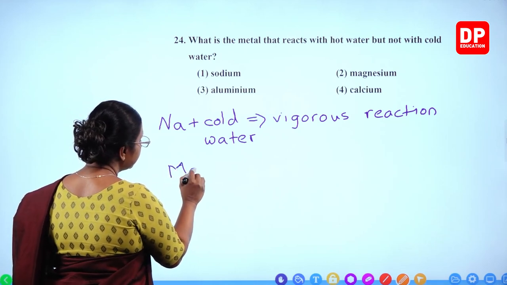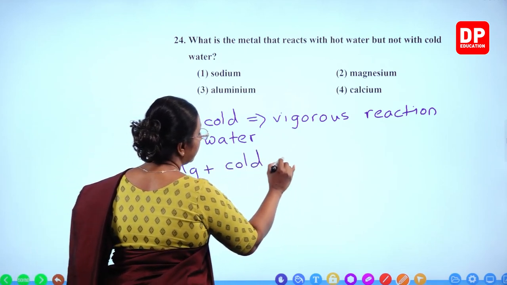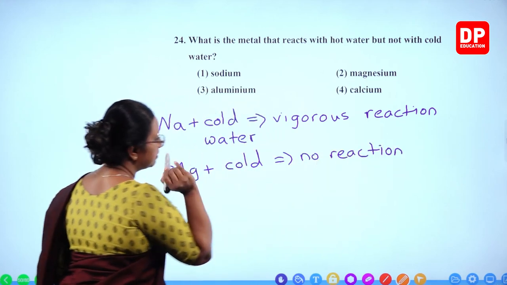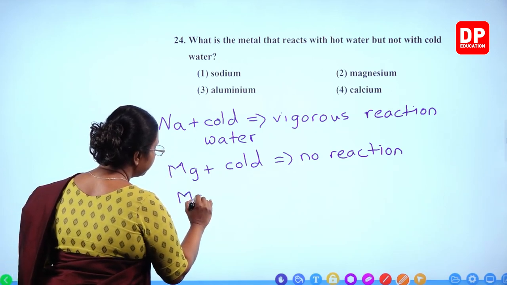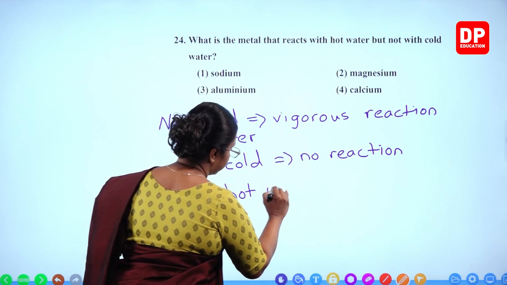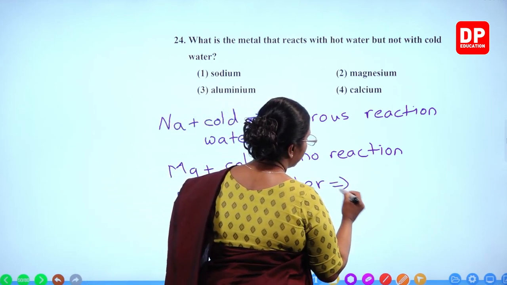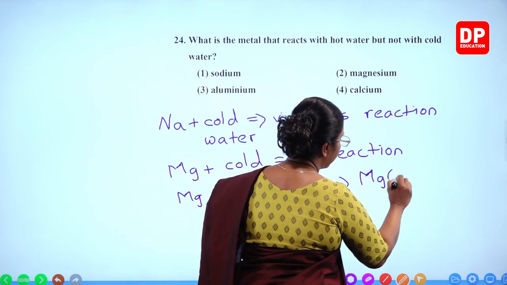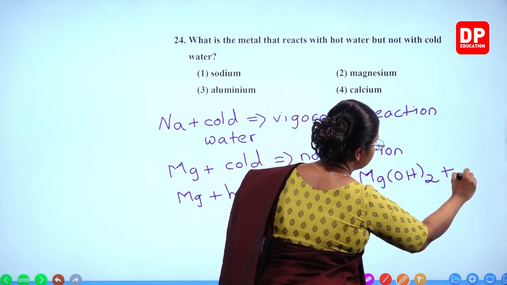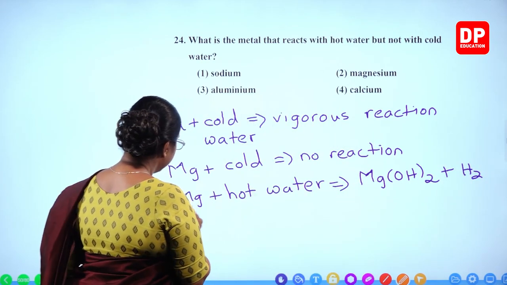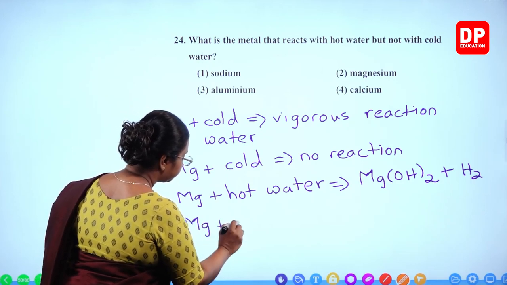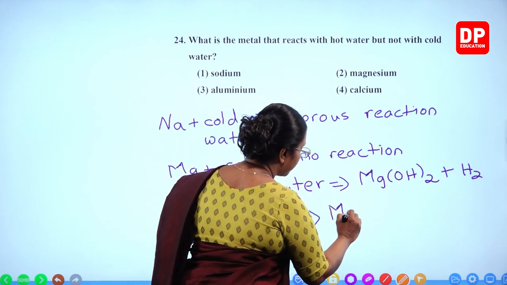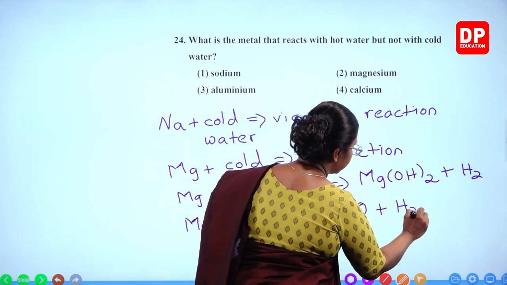Then if you take magnesium with cold water, there is no reaction. You can remember that. Magnesium doesn't react with cold water. But magnesium with hot water, yes. There is reaction, not very vigorous, but it does react and forms magnesium hydroxide and hydrogen gas, that you can remember. If you react magnesium with steam, then also there is reaction, there is magnesium oxide formed, evolving hydrogen gas.